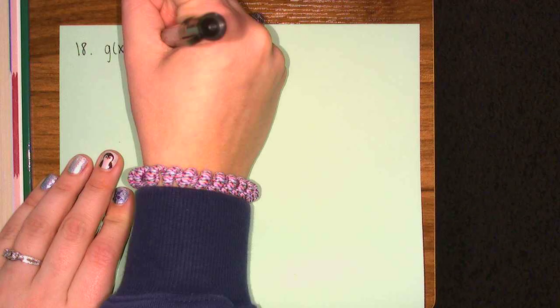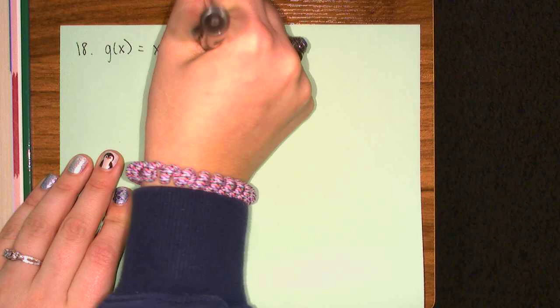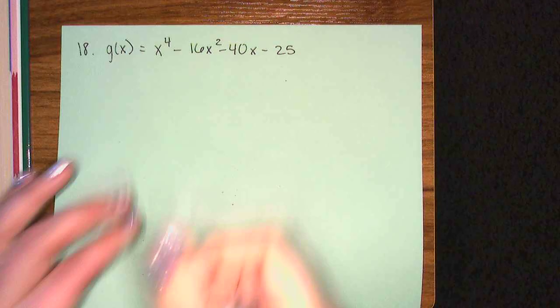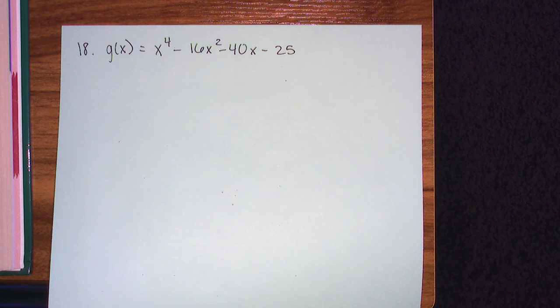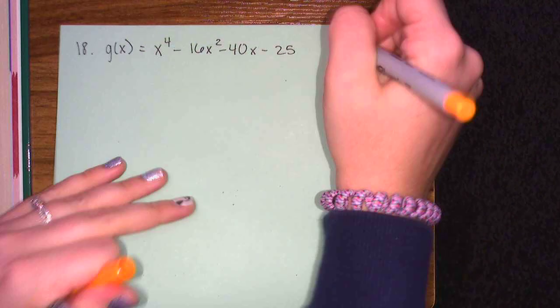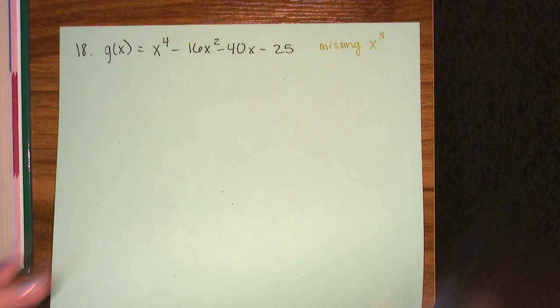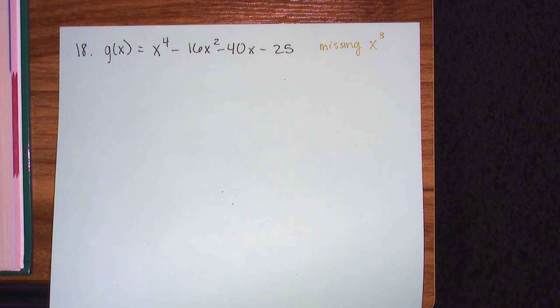All right, so it's x to the 4th minus 16x squared minus 40x minus 25. So really quick, what do you notice about this problem? It's missing the x cubed term, so you might just want to make a note of that, just because when you go to do the synthetic, that way you don't forget it. Because that would be really unfortunate if that was what threw your answer off.